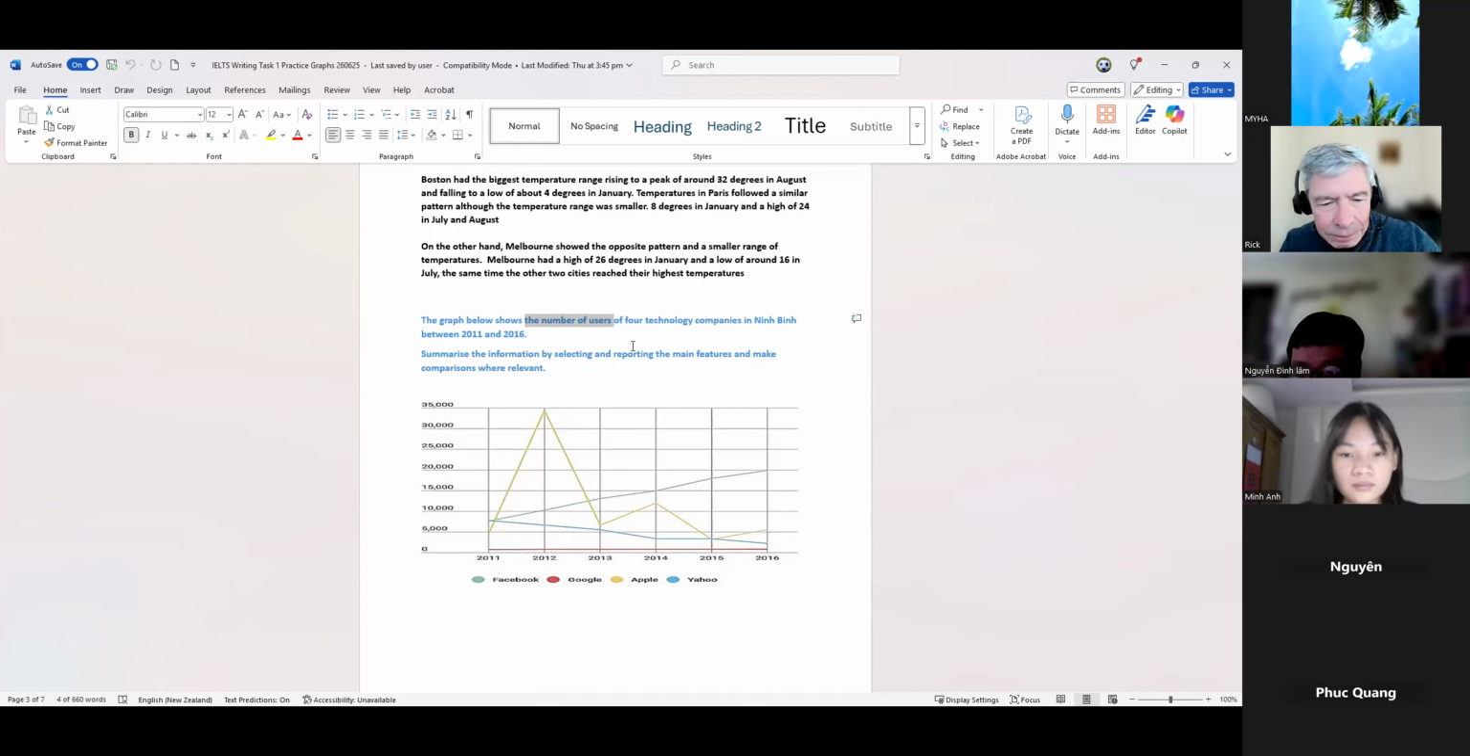Fu Kwang, do you have any idea what the next word should be? The graph below illustrates how many people in Ninh Binh. What should the next word be? Begins with U. Sorry, Fu Kwang? Use in period. Okay, the word, everyone, is use. The graph below illustrates how many people in Ninh Binh use what, Fu Kwang? Use what?